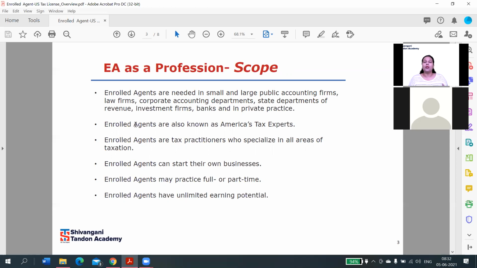But when it comes to representation, we definitely need to look for people who are already in the US and who can take this task. There are many enrolled agents who only take representation work as well.